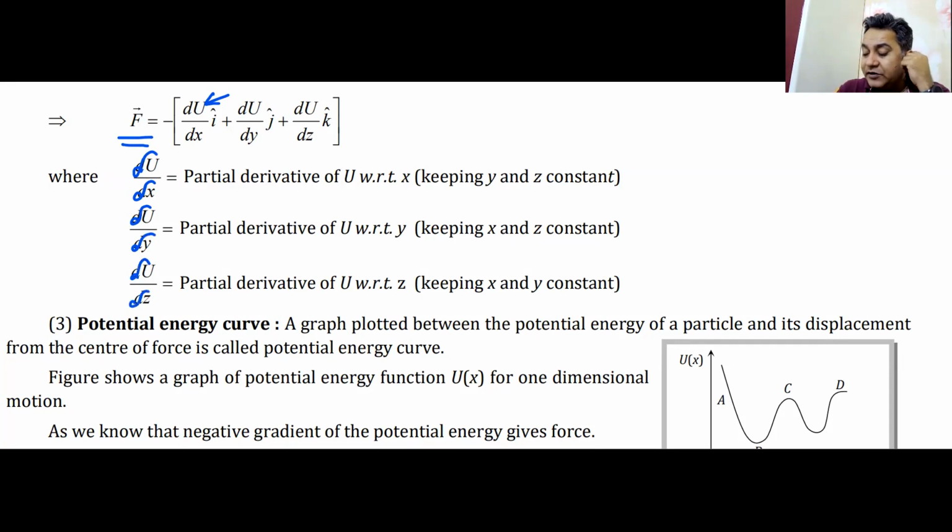Del u by del x is the partial derivative of u with respect to x, keeping y and z constant. Del u by del y is the partial derivative of u with respect to y. Del u by del z is the partial derivative of u with respect to z. Please note it down. I hope all of you understand what we are writing. You must write this down and understand how we can calculate this. As you can see, to find out energy from force, you had to integrate. To find out force from energy, you need to differentiate, but you don't differentiate it completely, you differentiate it partly.